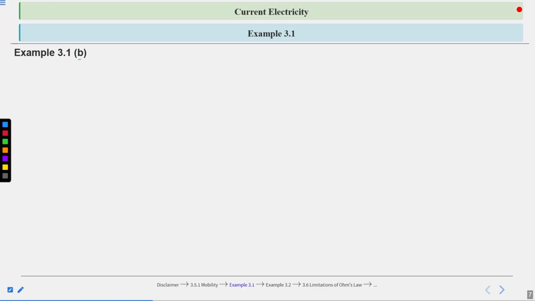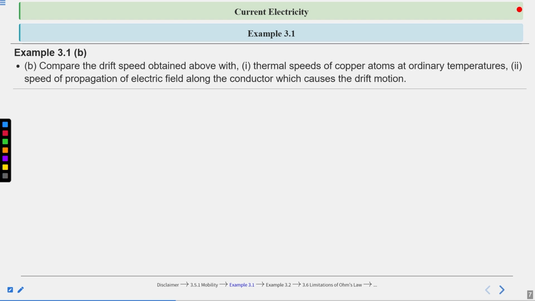So example 3.1 part B. Compare the drift speed obtained above with thermal speeds of the copper atoms at ordinary temperature. This is the first part of B. Then we have to compare it with the speed of propagation of the electric field along the conductor which causes the drift motion. So we have to compare the drift speed with two things: one is the thermal speed of copper atoms and the second is the speed of propagation of the electric field. Okay, so coming to the first part.